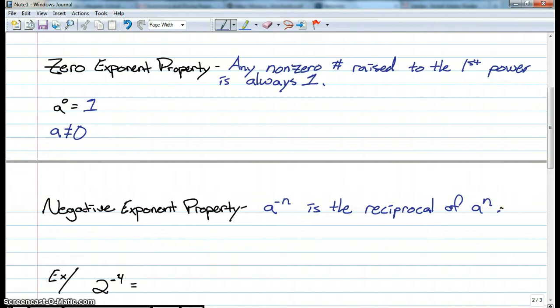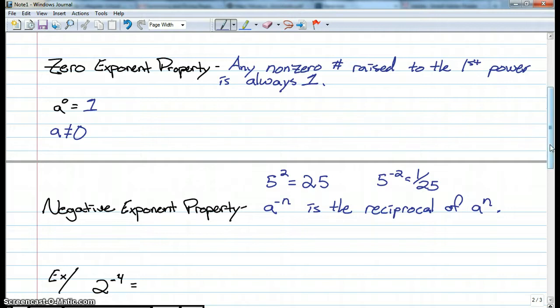We did see that earlier when we were looking at our chart, and we looked at 5 squared being 25, and 5 to the negative second was 1/25. It was the reciprocal. And hopefully, if you remember from 6th grade or 7th grade math, when we talk about reciprocal, we're looking at switching the numerator and the denominator.